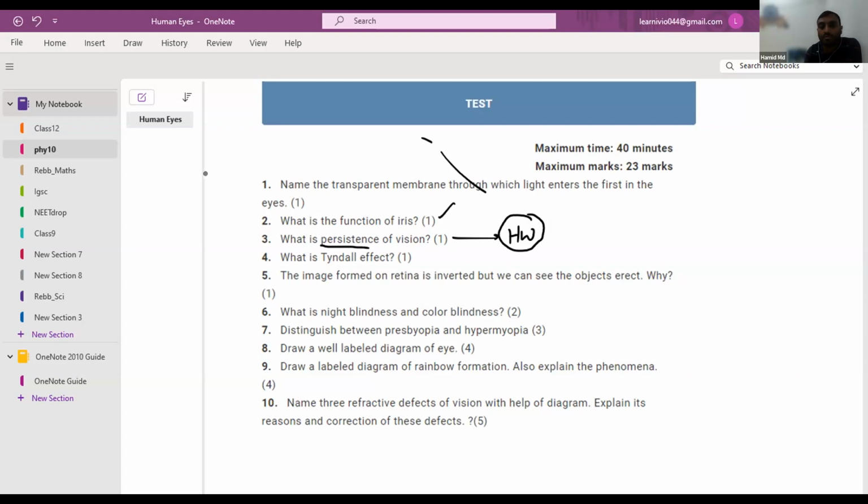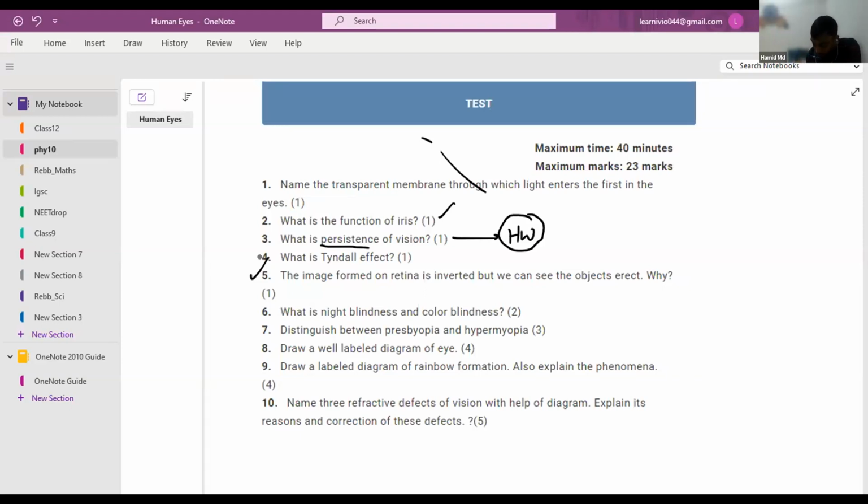This is the 5th question. This is a very important, hot question. Sir, the image formed on the retina is inverted, but when the message is received by the brain through the optic nerve, it is interpreted as erect by the brain.